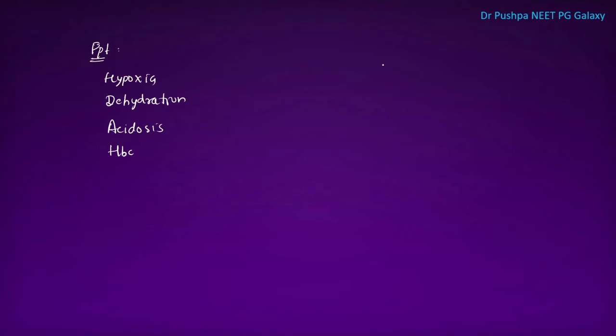What are the inhibitors of sickling? Inhibitors are hemoglobin A and hemoglobin F, that is fetal hemoglobin. This is the most potent.